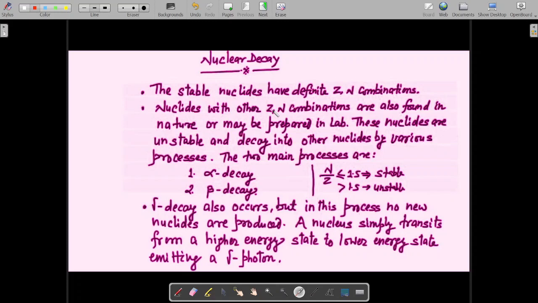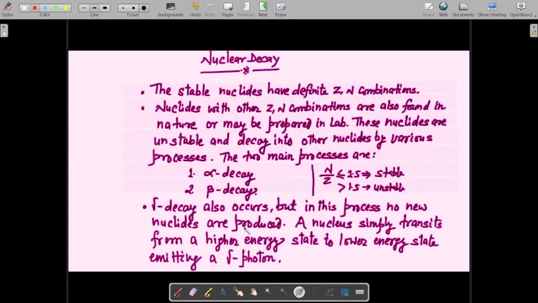So a nucleus simply transits from a higher energy state to a lower energy state, emitting a gamma photon, that is, the nuclear configuration changes. What does it mean? It means that in the higher nuclear shell, if a particular nucleon is in a higher energy state, it will transit to the lower energy state, thus emitting a gamma photon. Okay, this is the meaning of that.